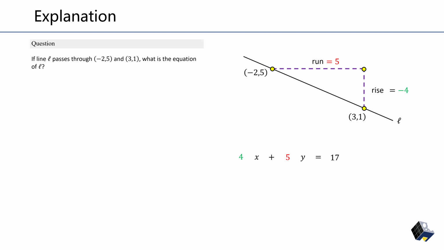Dealing with so many negative signs can be troublesome. So here's a tip. You can flip signs before substituting the point. In other words, you can change -4x minus 5y to 4x plus 5y before plugging in 3, 1, and the result will still be correct.